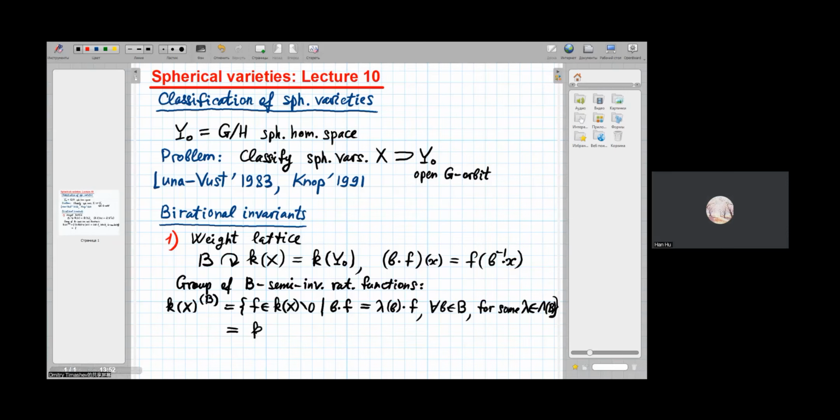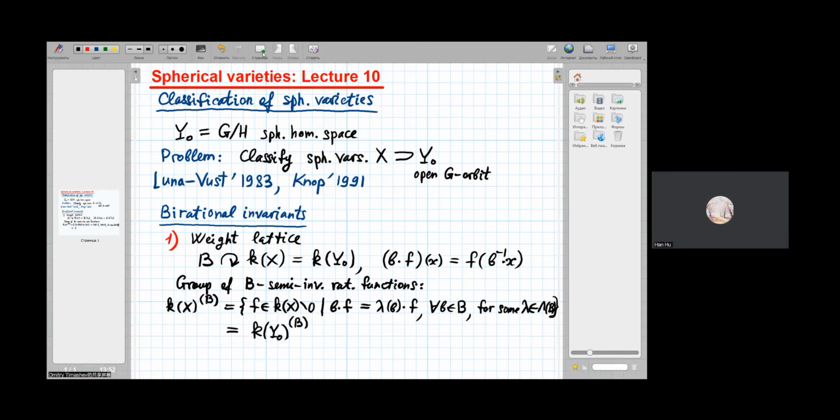Let me again remark that this group depends only on the open orbit, because it is a birational invariant. It is defined in terms of the function field. So you may replace here X with the open orbit or with any other embedding of this open orbit. This group will not change, essentially. So now what is the weight lattice? The weight lattice is the set of all eigenweights of all semi-invariant functions contained in this group.